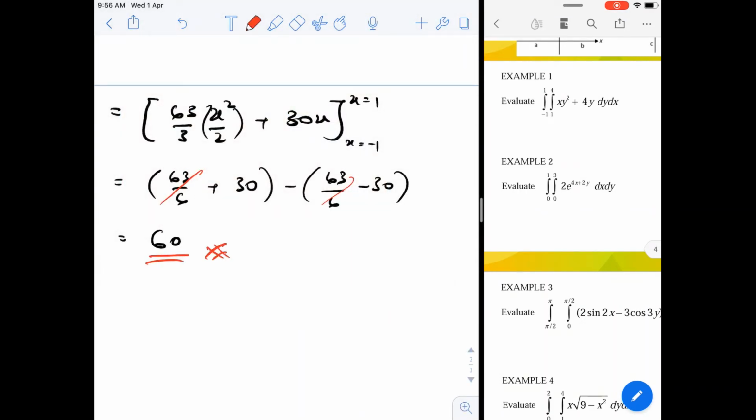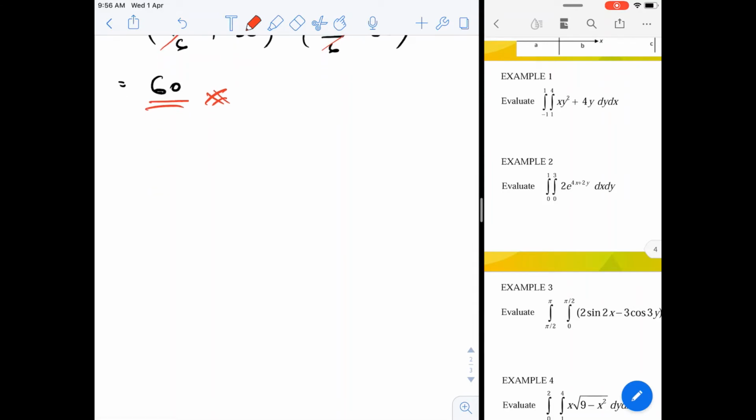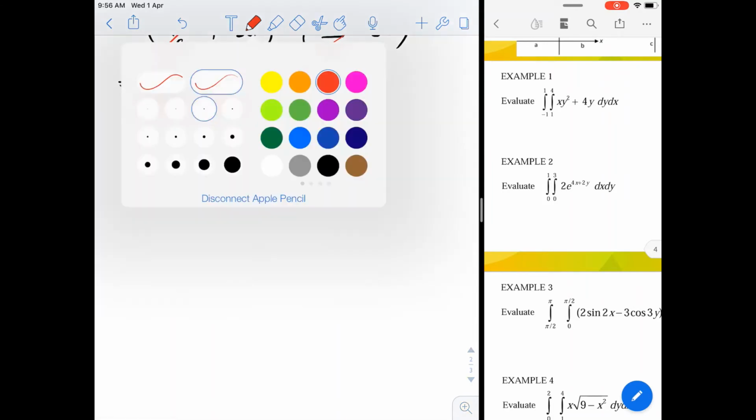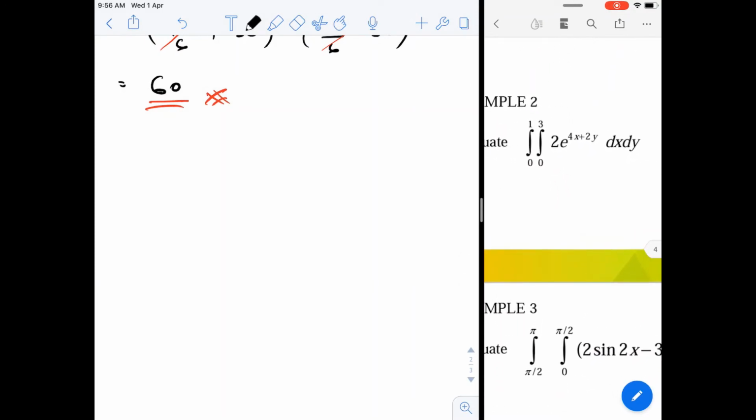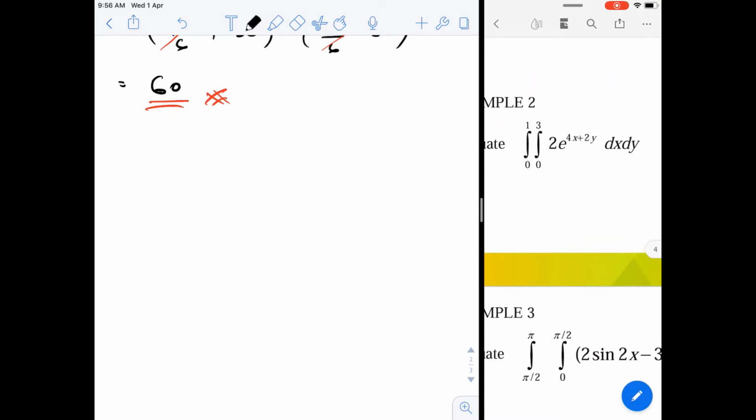That's it. Okay, let us proceed to the second question, second example. Okay, evaluate example 2.